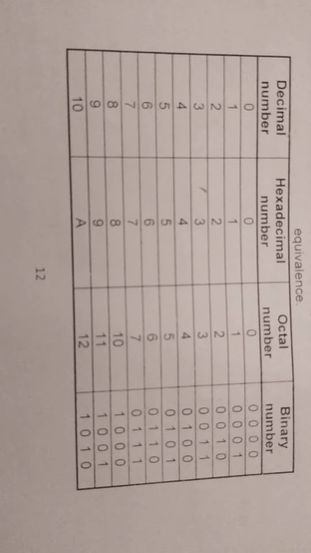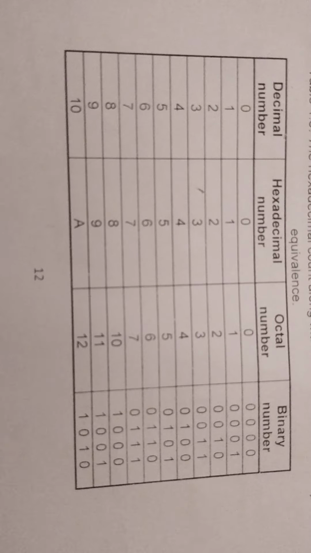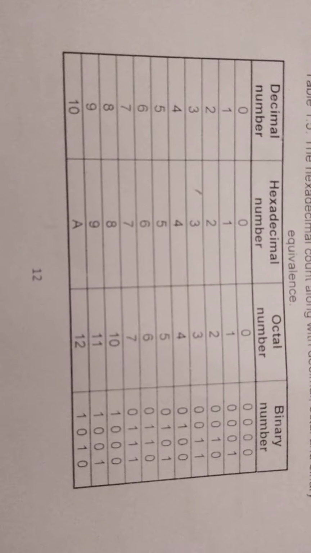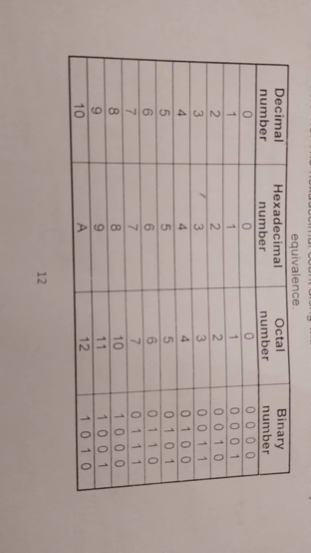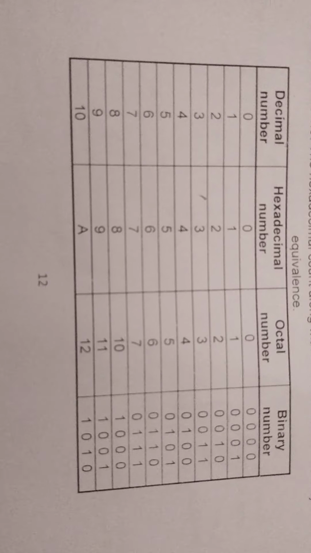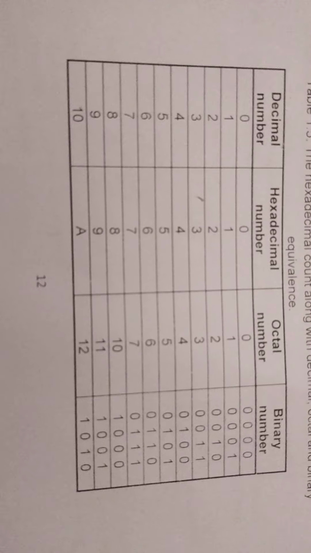Okay, then 4. Decimal number 4, hexadecimal number 4 or octal number 4. In the binary number, the 1 is again shifted to the next digit. That means in the binary number system 4 is 0 1 0 0.